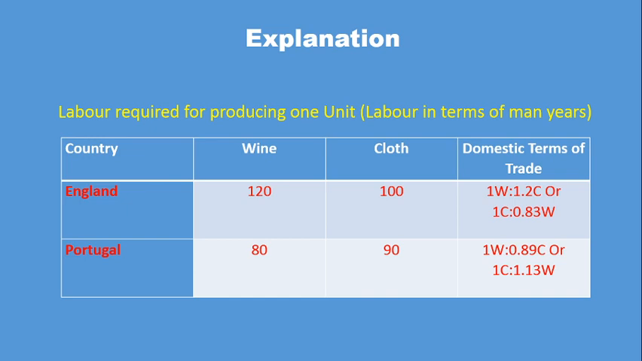Suppose the international terms of trade is 1 unit of wine is equal to 1 unit of clothes. Then England will save the cost of 20 man-years of labor on import of wine. Likewise, Portugal obtains 1 unit of clothes at a cost of 1 unit of wine. Then it will save 10 man-years of labor through international trade by importing cloth. This can be illustrated diagrammatically.